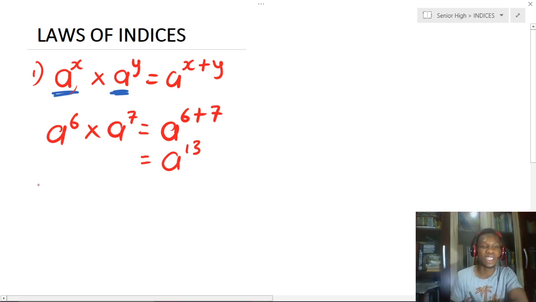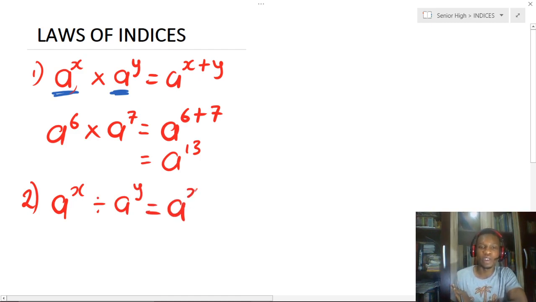The next one is called the subtraction law. I believe it's kind of understandable. So I know by now your mind already tells you what this subtraction law will look like. It means when we have A raised to the power of X, and then this is no longer going to be a multiplication, we are dividing by A raised to the power of Y. What happens? You subtract. It will be A raised to the power of X minus Y.